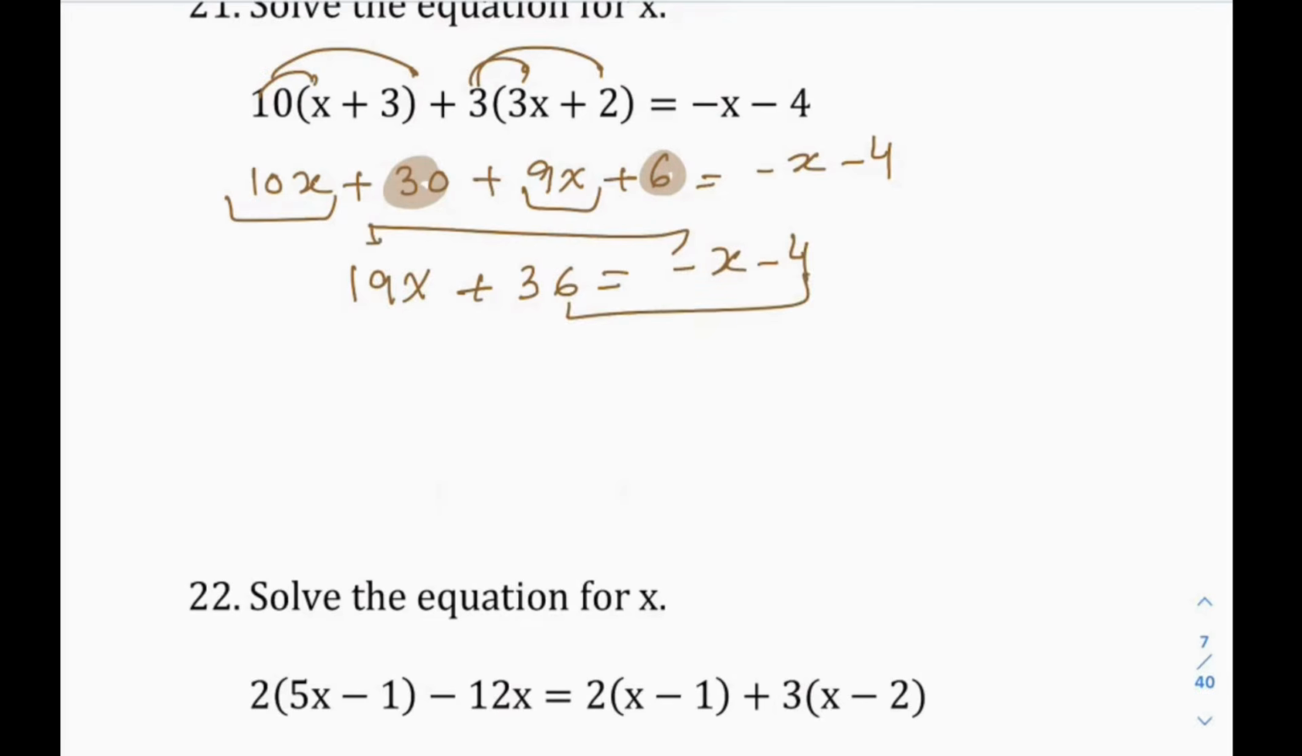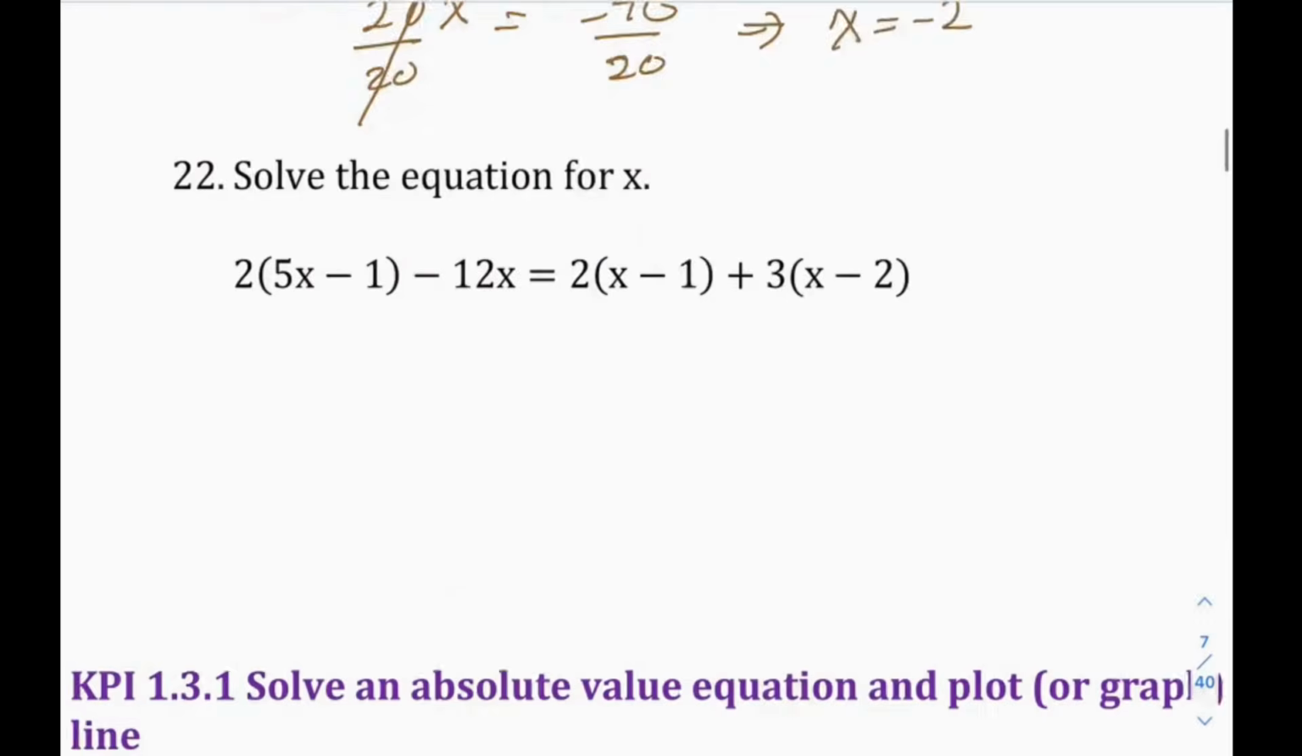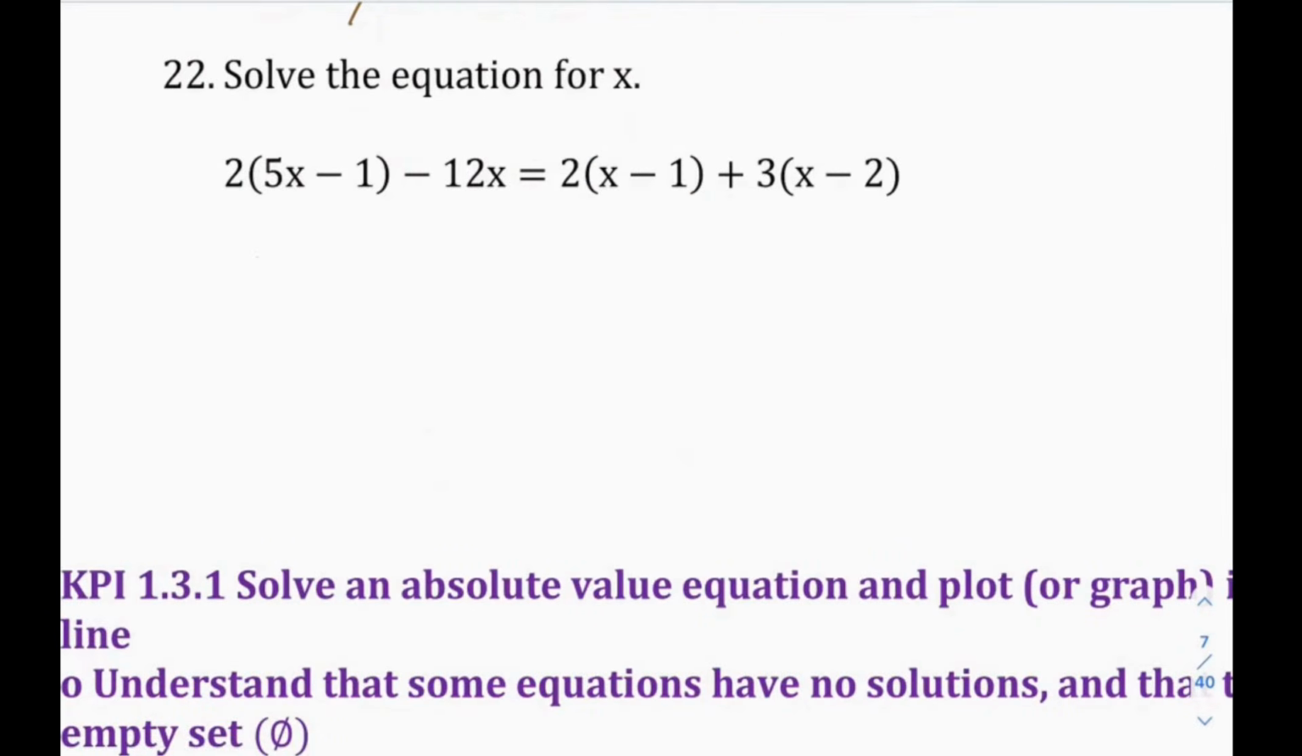Take the x with the x and the number with the number. Now 20, remember this is 1 here. So 20x equals negative 40. Divide by 20 both sides. And it leads to x equals negative 2. Another question with distribution.